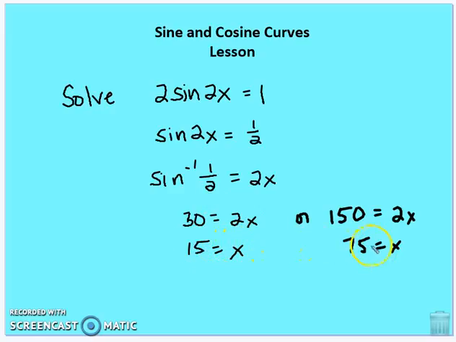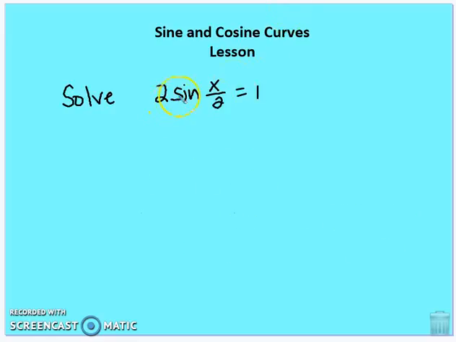And I also know that the inverse sine of 1/2 is equal to 30 or 150 degrees. So I need to find the value of x for 150 degrees, and I find that x is equal to 75. So your values for x in this case are both 15 and 75. So here you want to provide both possible values for inverse sine of 1/2 before you solve for x, so you get the correct values for x ultimately.